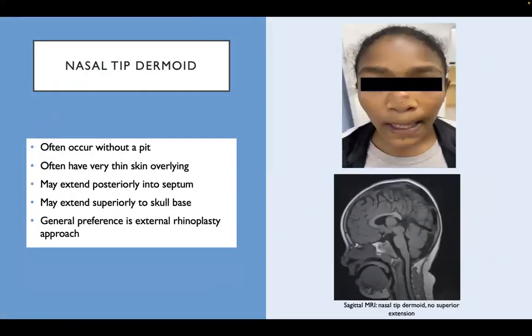And then the nasal tip dermoid. So these often occur without a pit. They can have a very thin skin overlying them, and they may extend posteriorly into the cartilaginous septum. They may also extend superiorly to the skull base, and the general preference is also an external approach via rhinoplasty. And here in this image, this is also a sagittal MRI. You can see that there's a small nasal tip dermoid, but there was no superior extension.